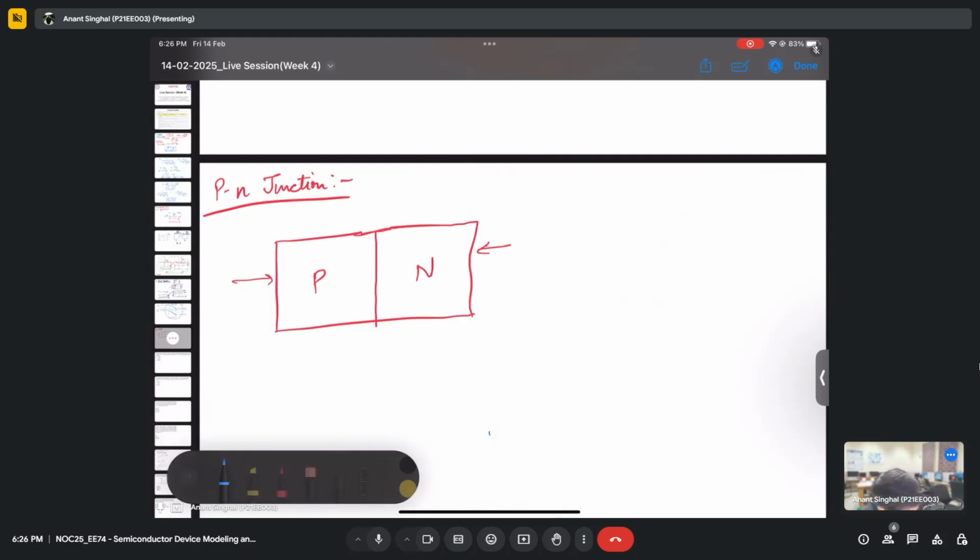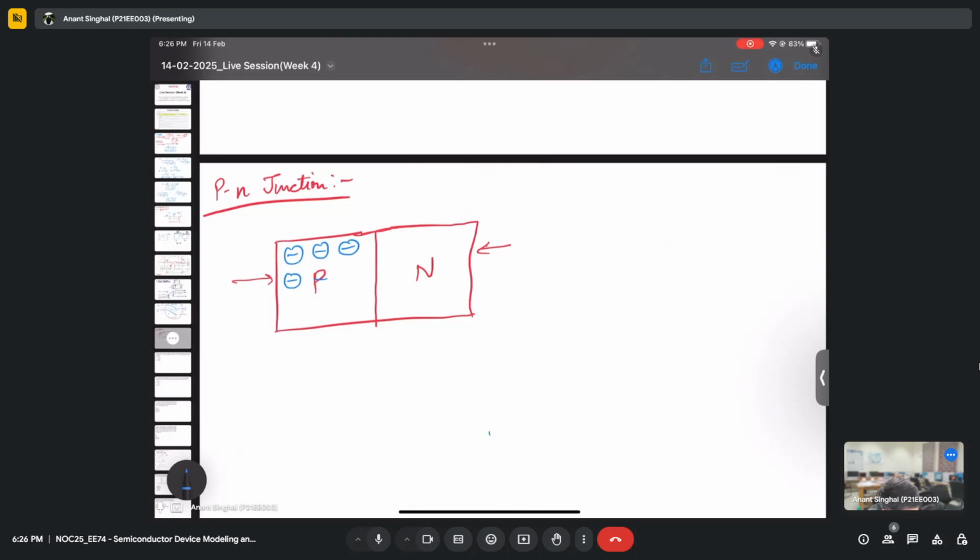In the P type, what will be the majority carriers? Holes. Yeah, exactly. The minority carriers will be the electrons, and the acceptor ions are fixed. So these are acceptor ions, and let's say I'm denoting holes with blank, hollow circles. Similarly for n type, the majority carriers will be the electrons and the donor ions are fixed. So I'm filling them in now.